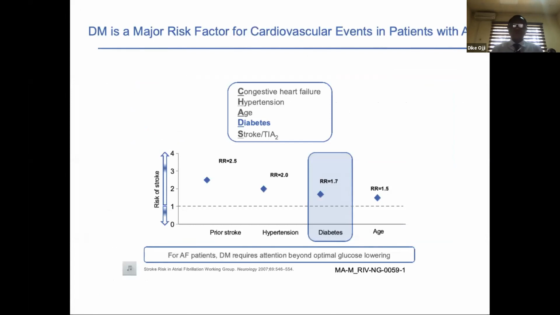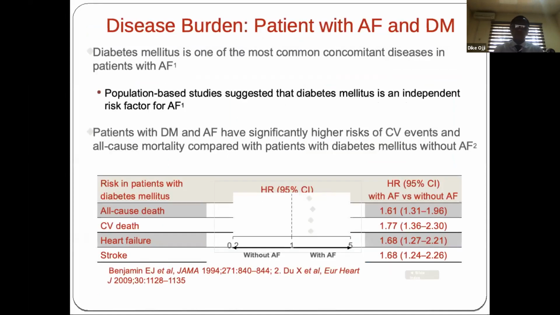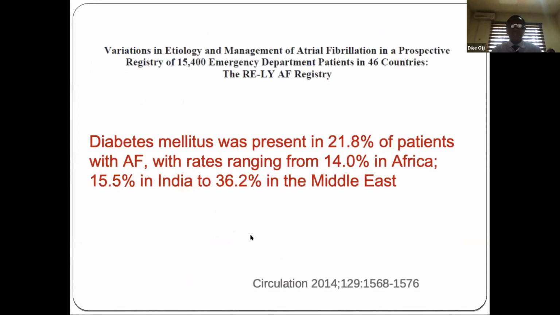Now, the other issue we must always remember is diabetes. It also fuels atrial fibrillation. And when a patient with diabetes has atrial fibrillation, the cardiovascular risk increases. As you can see, the relative risk is about 1.7. And this tells us again the importance of diabetes. You can see patients with diabetes with atrial fibrillation have a higher risk of all-cause death, cardiovascular death, heart failure, and stroke compared to those without atrial fibrillation. So if there is anything you want to treat optimally in diabetic patients, one of them is atrial fibrillation. The burden of atrial fibrillation was shown also in this RE-LY AF registry.